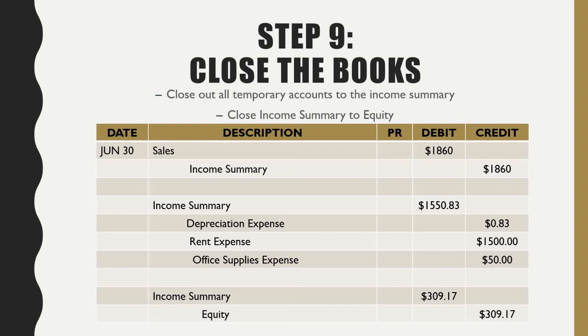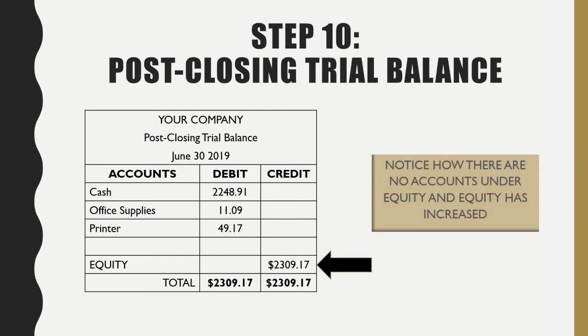Once we've done that, the last step is debiting or crediting anything that affects your equity account. So if there's a capital contribution, you're going to zero it out. If you withdrew from your company, you're going to zero it out. And that's where your new equity is going to come into play. Once we get your new equity, that's where we're going to complete the post-closing trial balance.